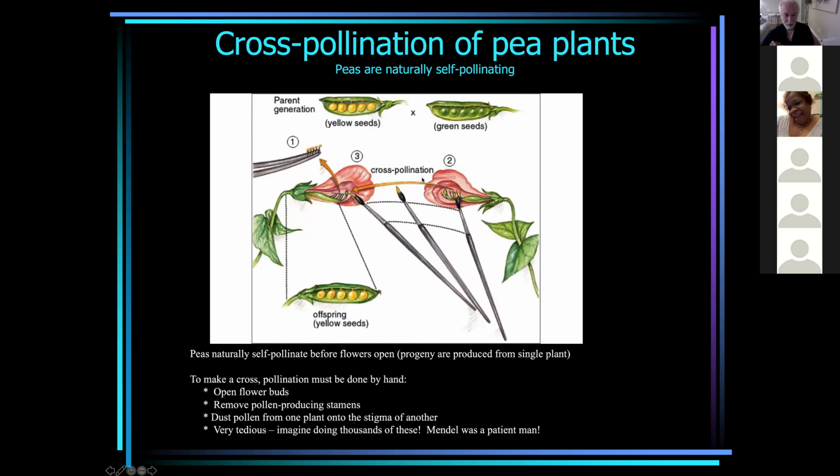And then if he wanted to do a cross, he would take the pollen from one flower and open the flower of a different plant and sprinkle the pollen around on the other plant. And then the seeds would develop, he'd get seeds in a pod. So this process involved opening the flower buds, removing the stamens, dusting the pollen from one plant onto the stigma of another. This procedure was extremely tedious. Imagine doing it with just one flower. Mendel did thousands of these, many thousands.